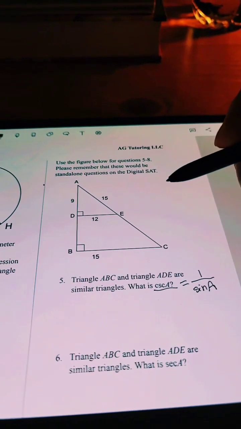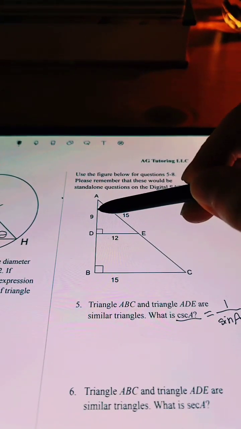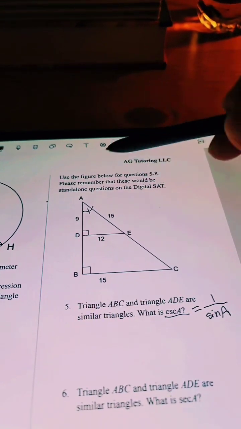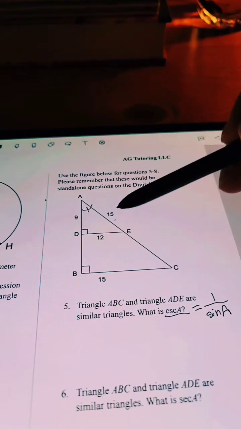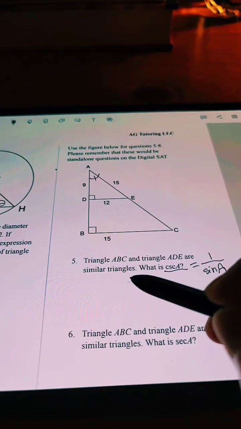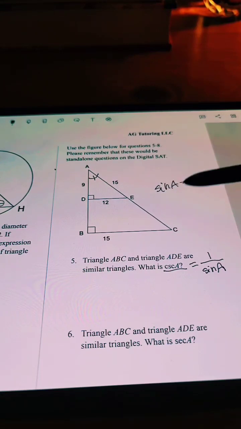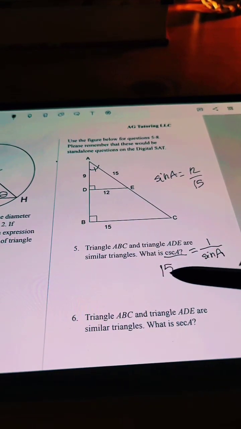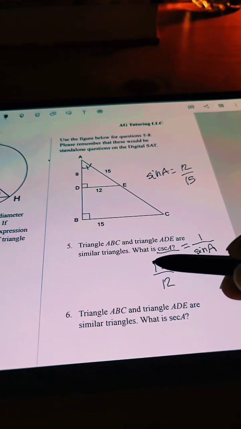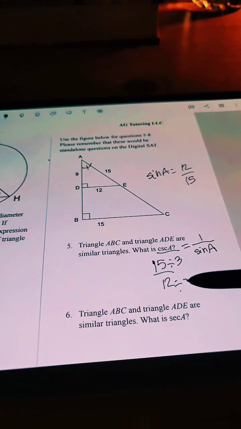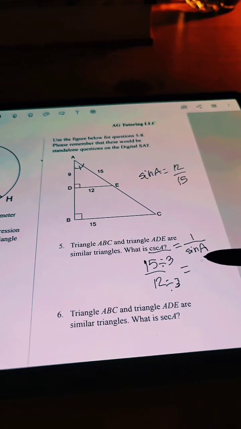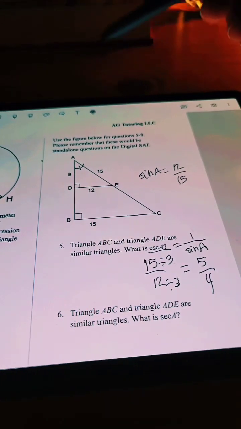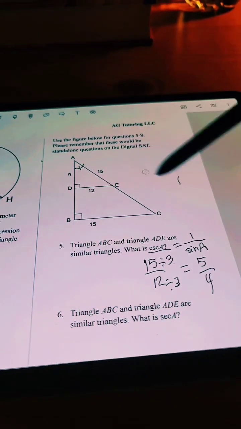So I'm doing 1 over sine of A. If this is angle A, right over here, remember, sine is the SO in SOHCAHTOA, so it's going to be opposite over the hypotenuse. So opposite 12 over the hypotenuse 15. So sine of A equals 12 over 15. If I want the reciprocal, I just flip it upside down to be 15 over 12, and then I have to simplify it by dividing by 3 on top and bottom. Whoa, that's supposed to be 3. And then that's going to give me 5/4 as my answer there. Let me just erase that.